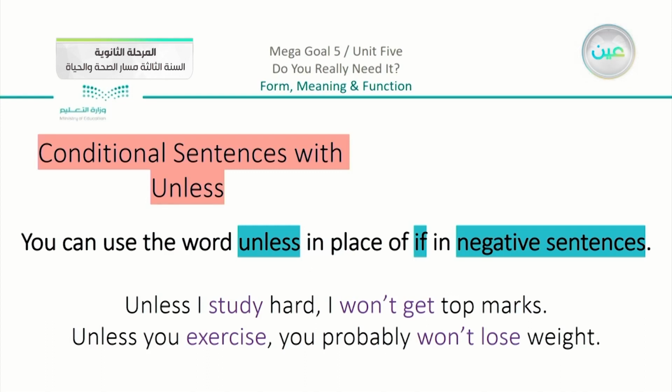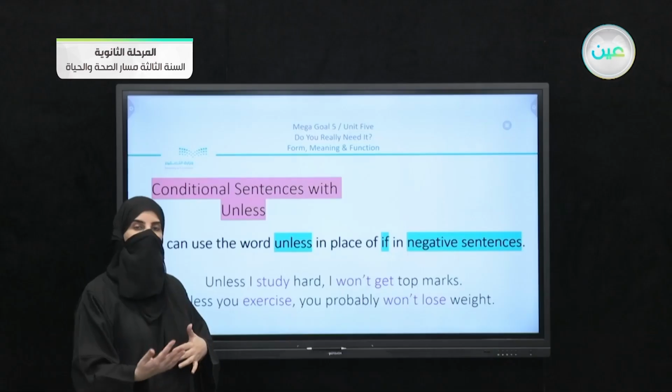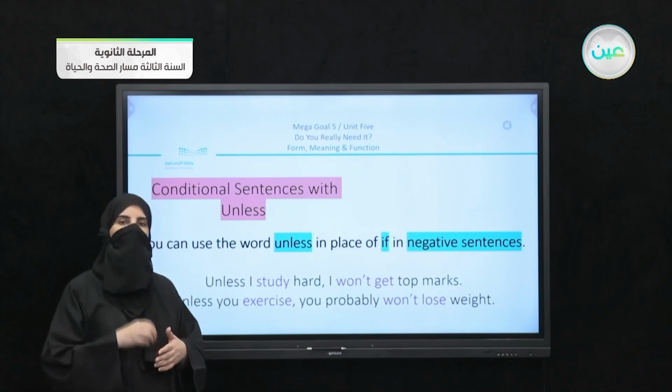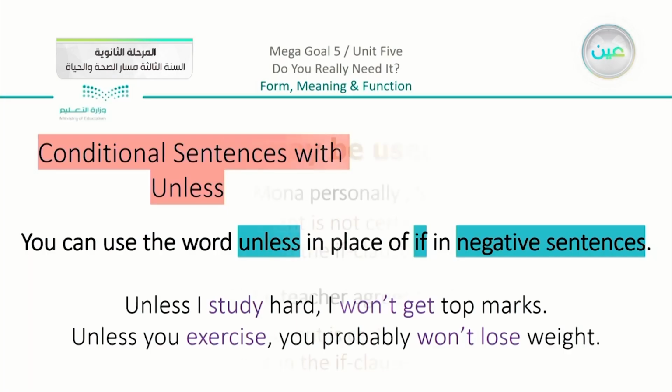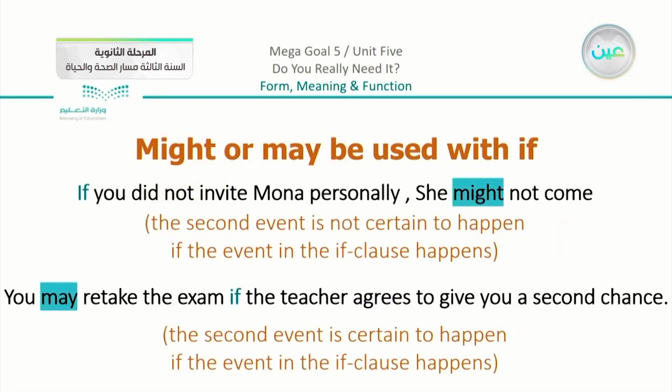Unless I study hard, I won't get top marks. I will not, or I won't, which is the negative form of will not. And the second one, unless you exercise, you probably won't lose weight. Now you can see that also we have here the negative in the second sentence. So it's the same idea. I am using the present simple with if. I am using the future in the main clause, but I am using the negative as well.